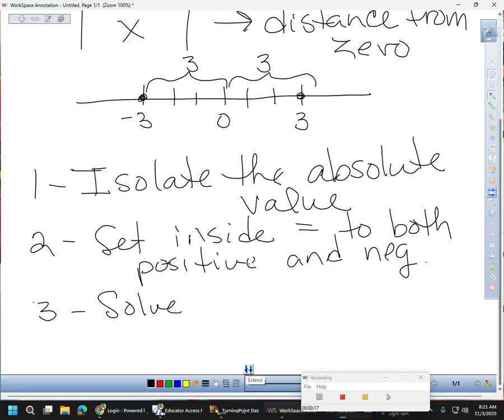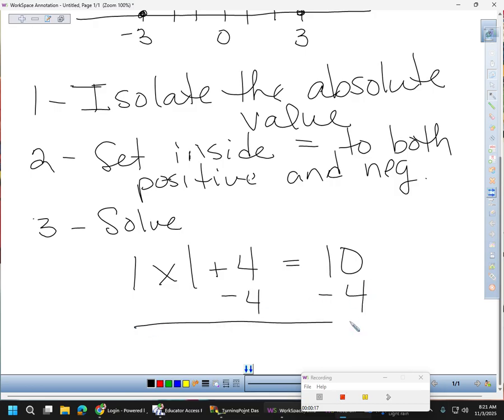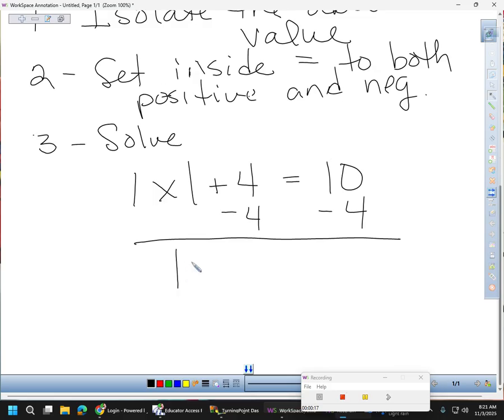We're going to do a super easy one. Let's say I have the absolute value of x plus 4 is equal to 10. The very first thing I have to do is isolate that absolute value. I need to get my absolute value all by itself, so I got to get rid of the plus 4. To get rid of plus 4, we subtract 4. So we have the absolute value of x equals 6.